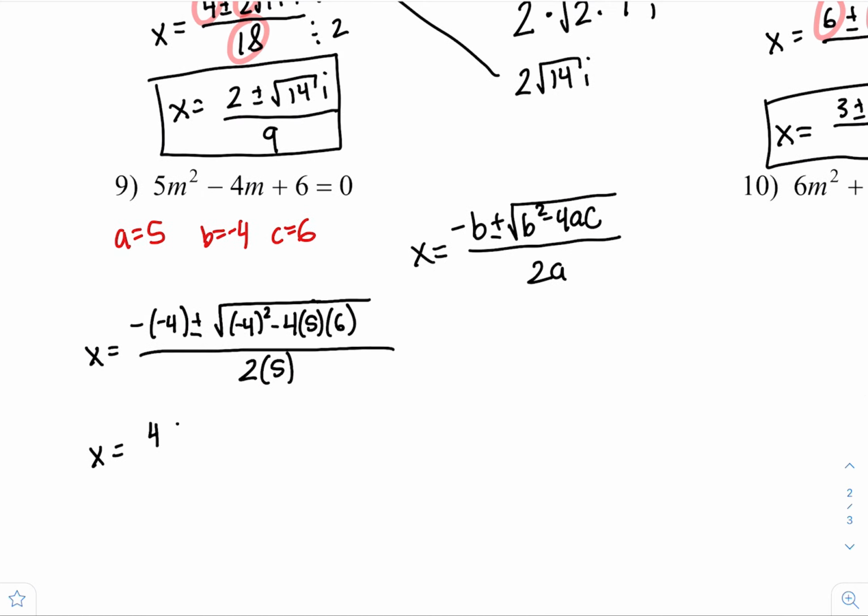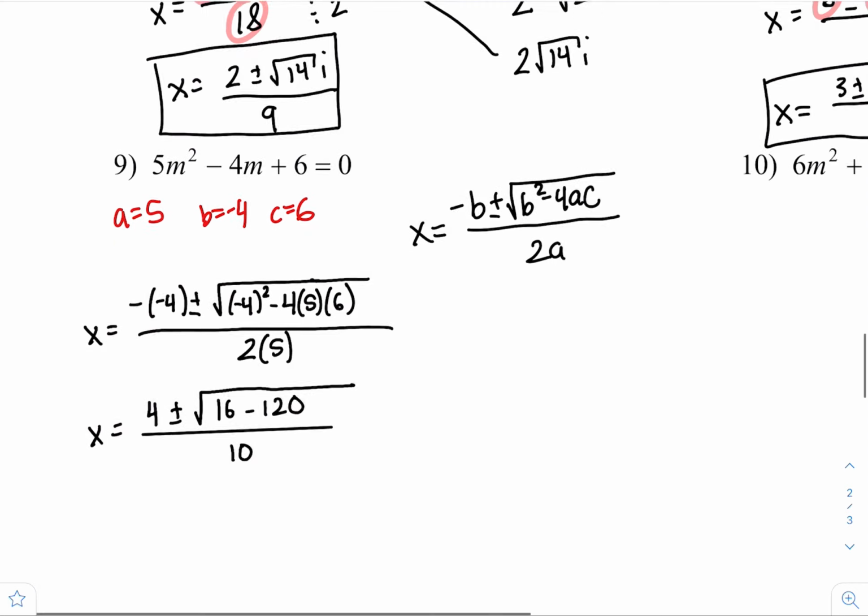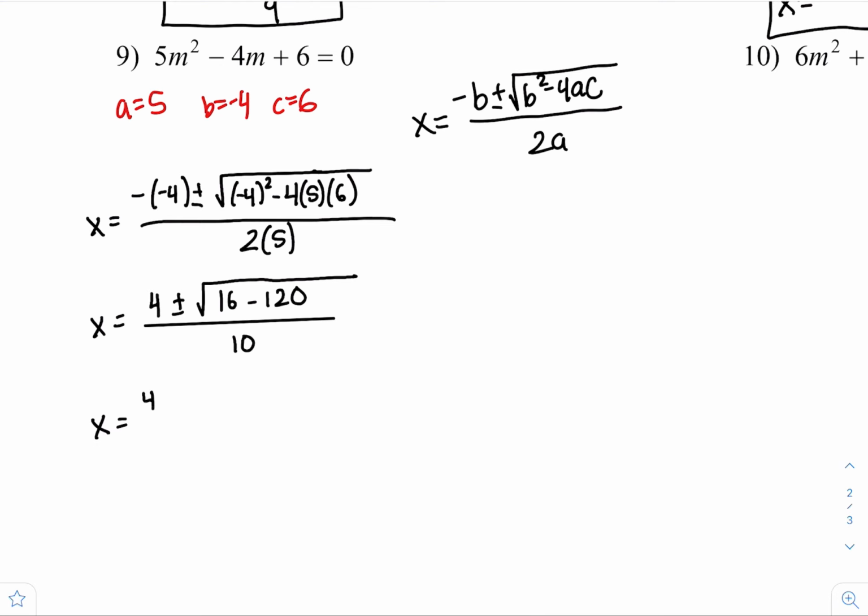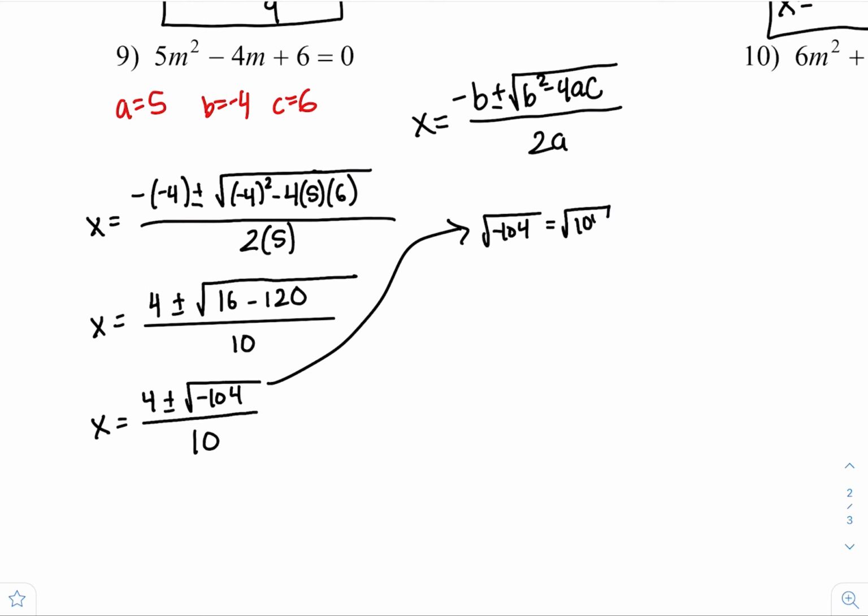x is equal to negative of negative 4 is 4, plus or minus the square root of negative 4 squared, which is 16, minus 4 times 5 times 6, which is 120, all over 10. So x is equal to 4 plus or minus square root of 16 minus 120, which is negative 104, all divided by 10. Simplify the square root, so square root of negative 104 is positive square root of 104 times i.